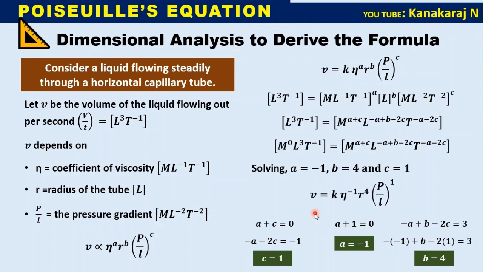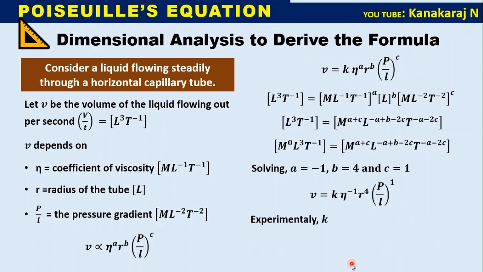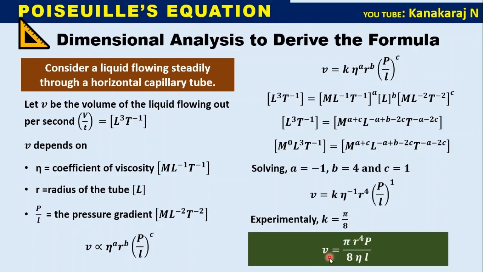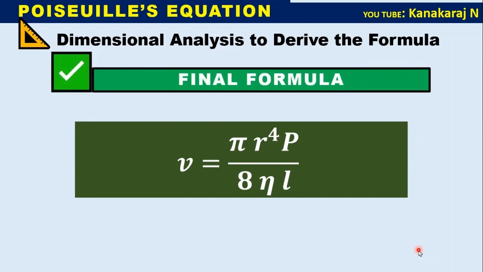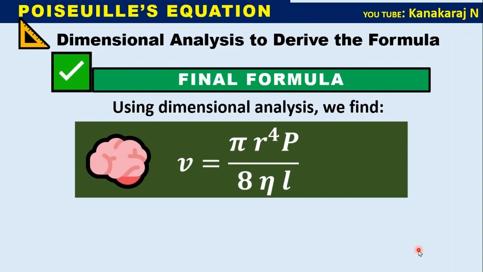Therefore, the equation becomes V equals K times eta power minus 1, r power 4, P by L to the power 1. Experimentally, we found that the value of K is pi upon 8. Therefore, the volume of liquid flowing out per second, V, equals pi r power 4 P divided by 8 times eta L. This is the final formula of Poiseuille's equation. Using dimensional analysis, we got it.